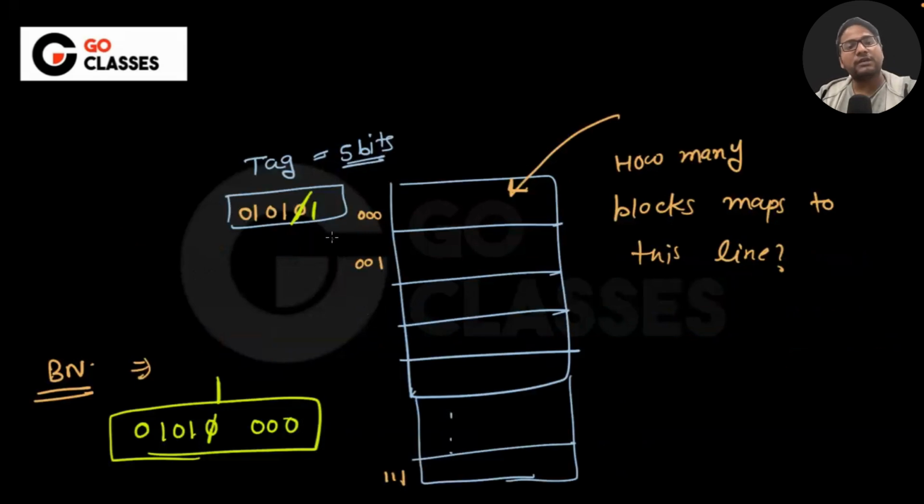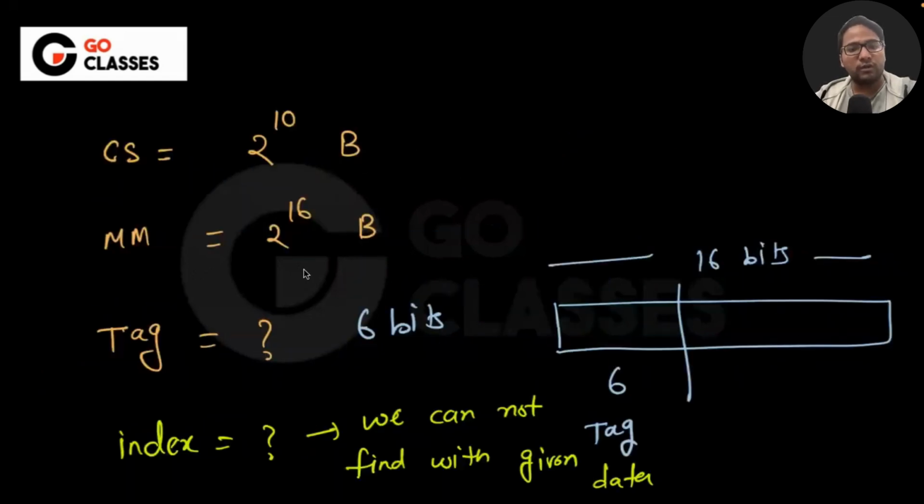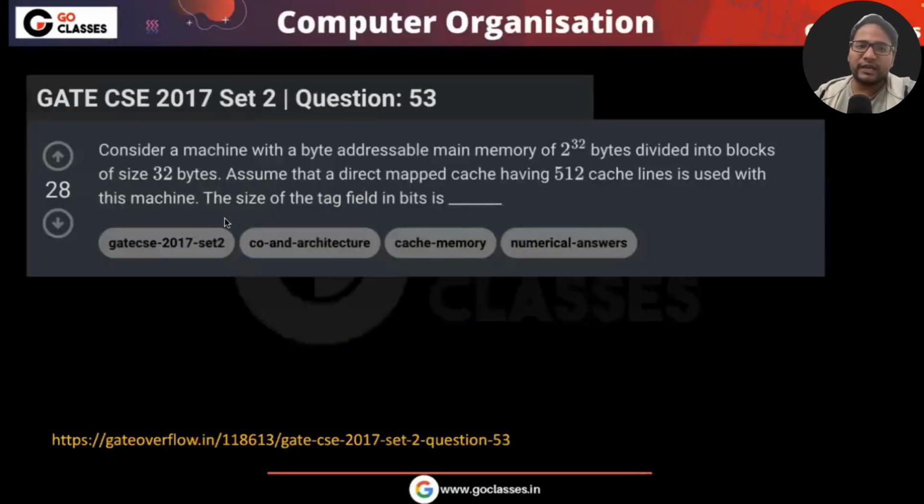If these are 5 bits, it means there are 2 power 5 variations that you can have here, which means 2 power 5 blocks can map to this particular line, isn't it? Okay. So let's solve more questions. You will get to understand more. Let's see this GATE 2017 question.